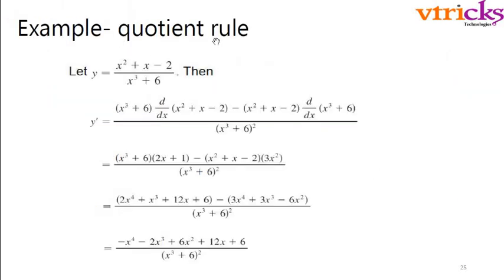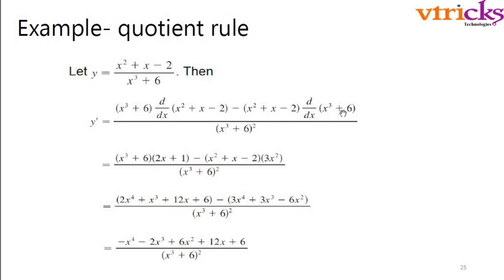Here is another example, and I think you should work it out yourself. I will just explain. Here your numerator is x square plus x minus 2. Consider this as g x, and this is your h x, x cube plus 6, that is your denominator. So how have we found dy by dx? Let me repeat: we have written the denominator x cube plus 6 as it is, and we have taken d by dx of the numerator, that is x square plus x minus 2, minus the numerator, which we have written as it is, and we have taken d by dx of x cube plus 6.